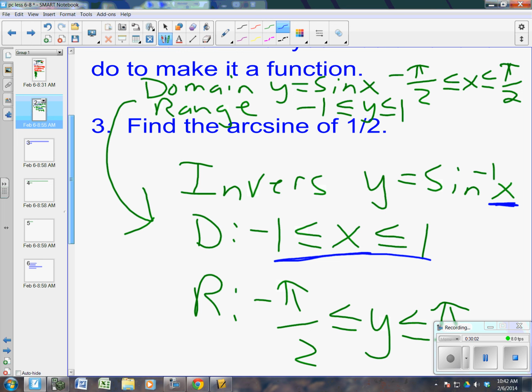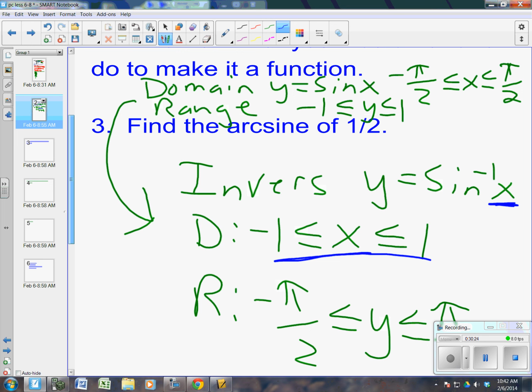It has to be a number between -1 and 1, right? So if I said find the sine inverse of 2, that's outside my domain. That's impossible to do. Well, if my original function was, but if I'm given just the sine inverse of x, then no.